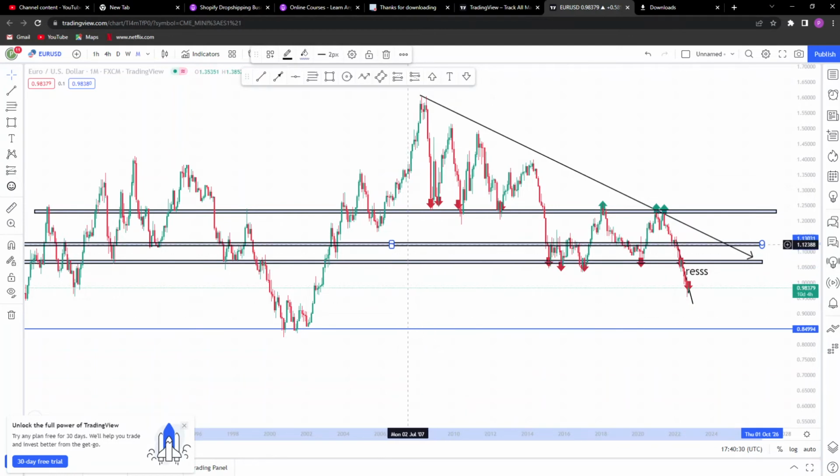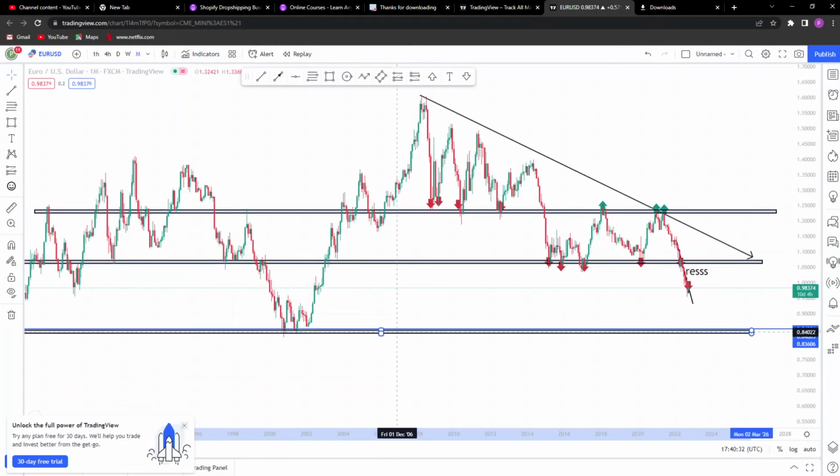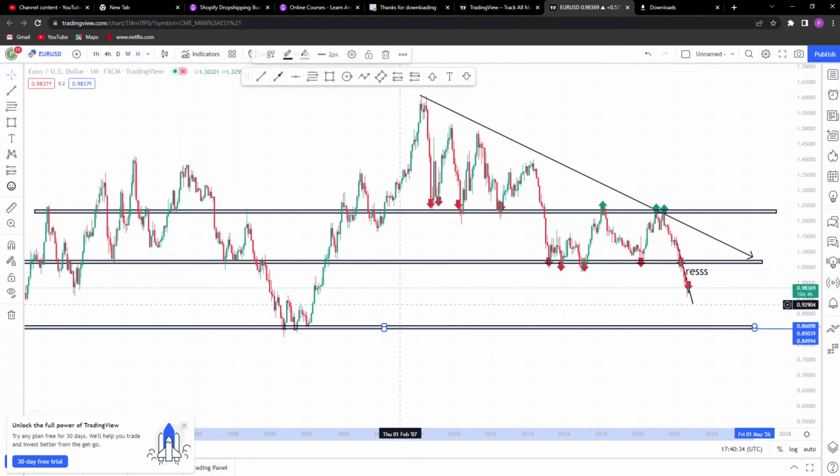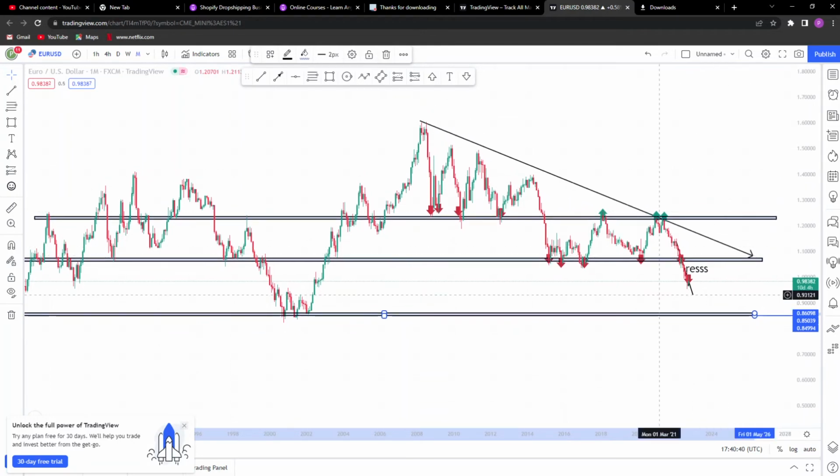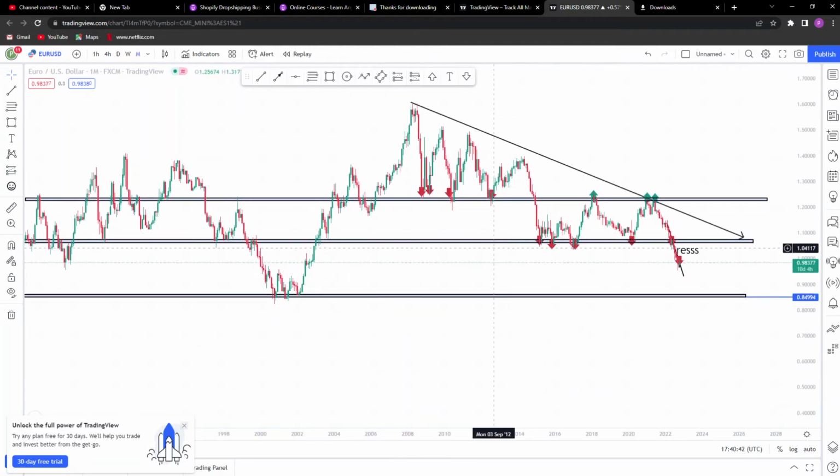When we talk about resistance, we mean the roof. When we talk about support, we mean the floor. Previous support can become resistance. What do I mean by that? This is support, and it could become resistance. Now price has broken this zone, and this guy is now acting as a resistance. Meanwhile, this guy is now acting as a support. Previous resistance becomes support.